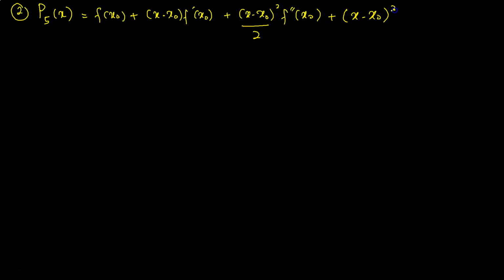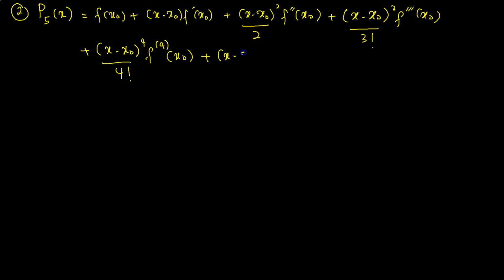In this case, our Taylor series form is given by, remember, I write again: f(x naught) plus (x minus x naught) f prime(x naught), plus (x minus x naught) to the power of 2 divided by 2 factorial, f double prime(x naught), plus (x minus x naught) to the power of 3 divided by 3 factorial, f triple prime(x naught), plus (x minus x naught) to the power of 4 divided by 4 factorial, f fourth derivative of x naught, and then (x minus x naught) to the power of 5 divided by 5 factorial, fifth derivative of x naught. Okay, it is up to the fifth derivative here.